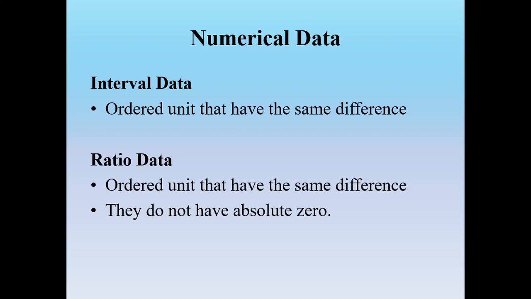For example, the temperature is given as -10, -5, 0, +5 and +10. This is for the interval data. Now for the ratio data, the ratio values are also ordered units that have the same difference. The ratio values are the same as the interval values, with the difference that they have an absolute 0. Examples are height, weight, length, etc. This is for the numerical data.